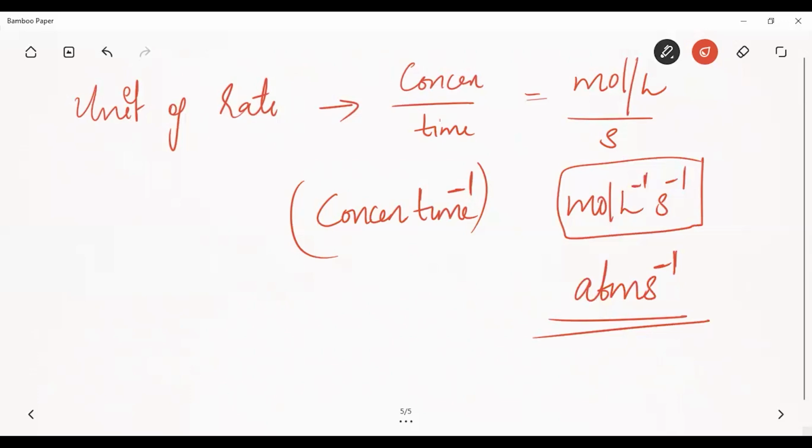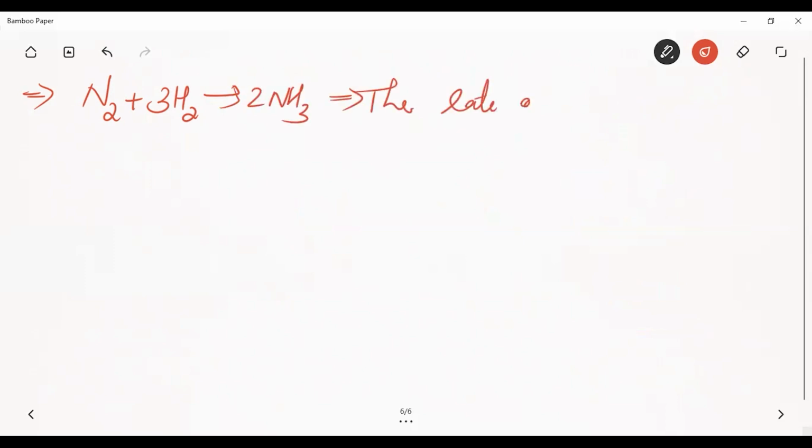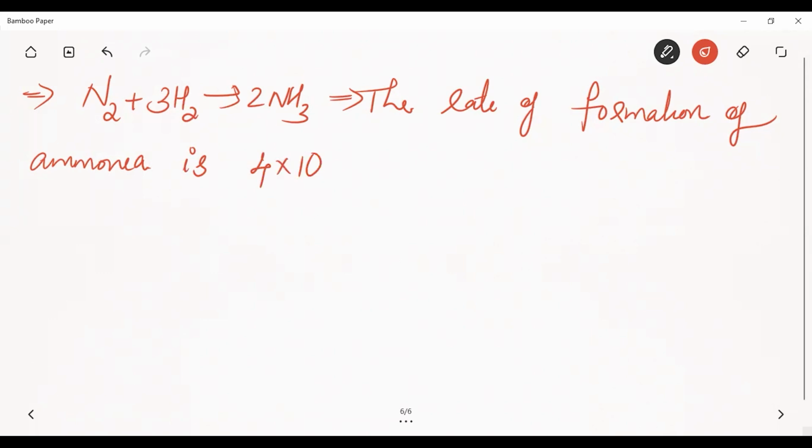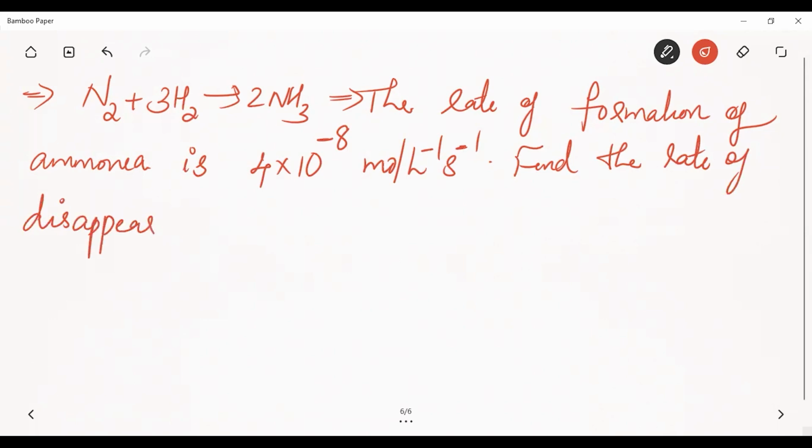Okay. Yes. Now let us consider an equation and a problem. So a simple problem I'm going to write here. For the reaction N2 plus 3H2 gives 2NH3, it is given that the rate of formation of ammonia is 4 times 10 to the power -8 mole. Since it is a rate, we know the unit, mole, right? This is mole. And you are asked to find the rate of disappearance of hydrogen. Okay, so this is the question.